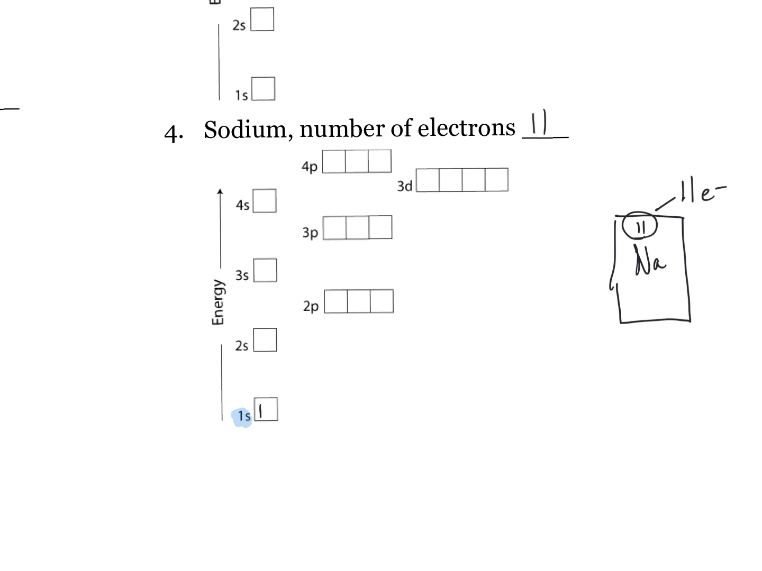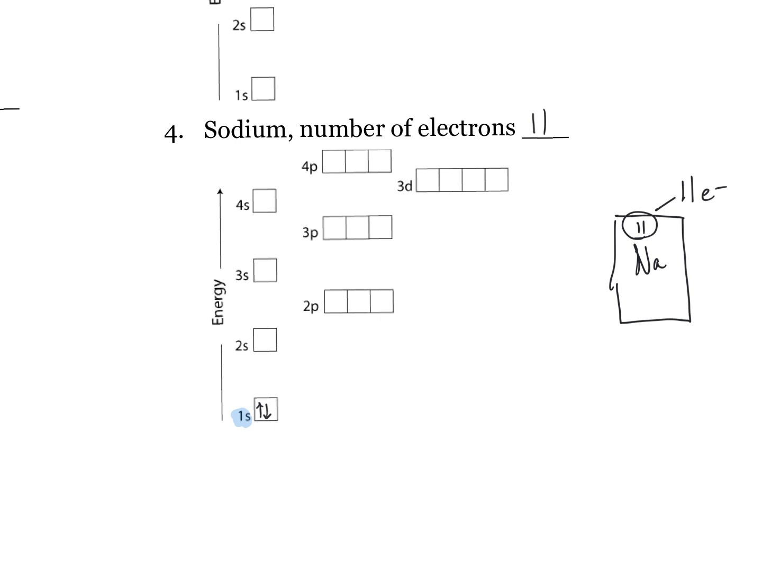I'm going to put 1 electron pointing up and 1 electron pointing down, just like that. I've now used up 2 of the electrons. I have 9 more to go to get to 11. I'm going to go to the next greatest energy level.